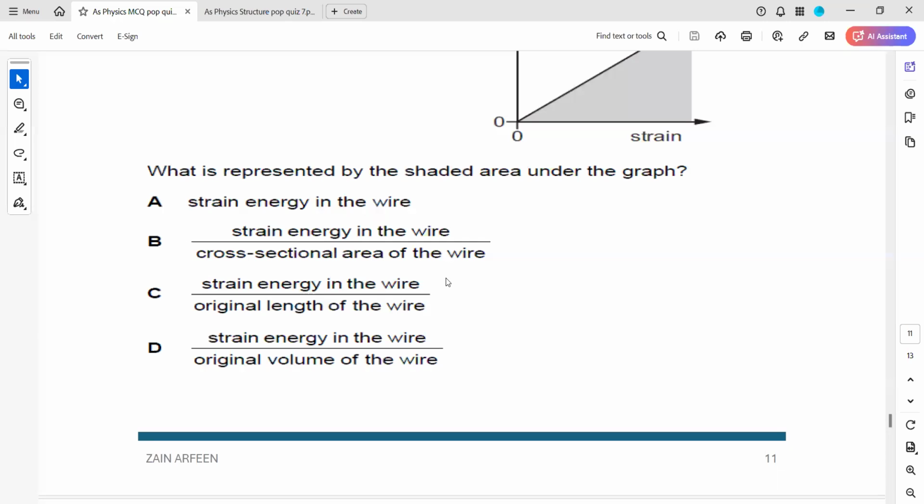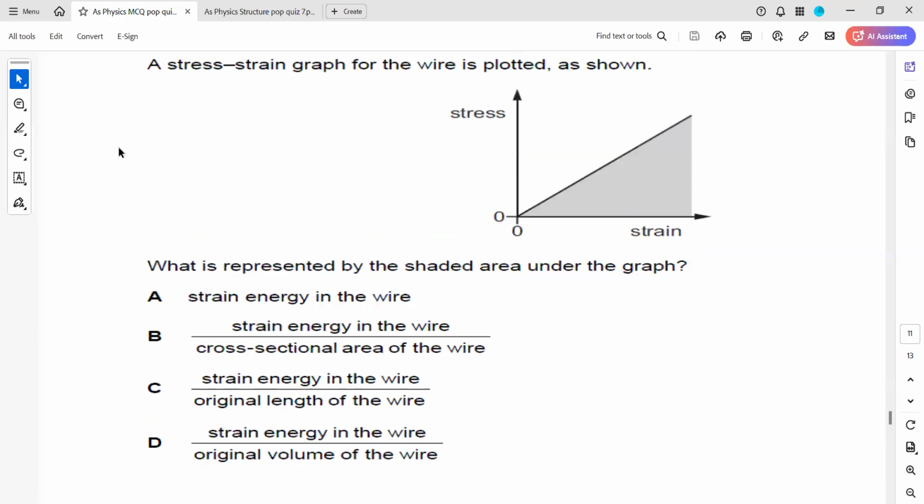Question 21, what is represented by the shaded area? It's the area under the graph for a stress strain graph. So what does it actually represent? It represents the energy density. Energy density means how much energy is there in a unit volume.